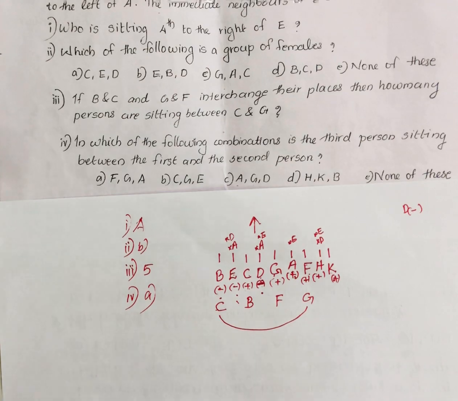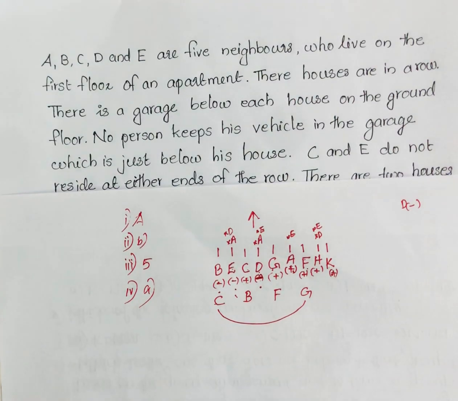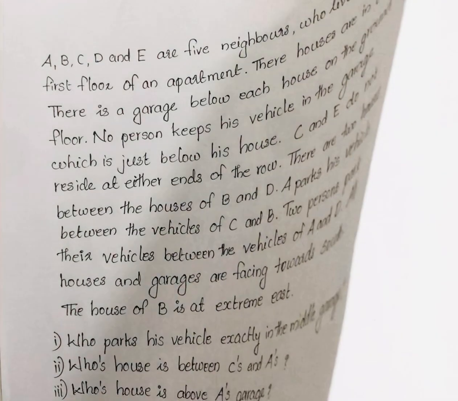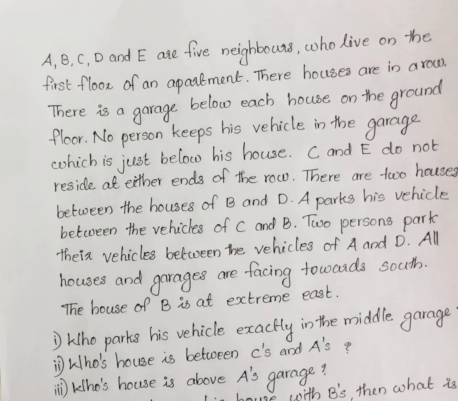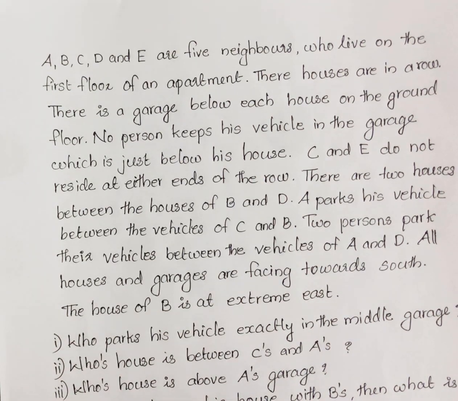Okay. So we can go for the next question. A, B, C, D and E are 5 neighbors who live on the first floor of an apartment. Their houses are in a row. There is a garage below each house on the ground floor. No person keeps his vehicle in the garage which is just below his house.